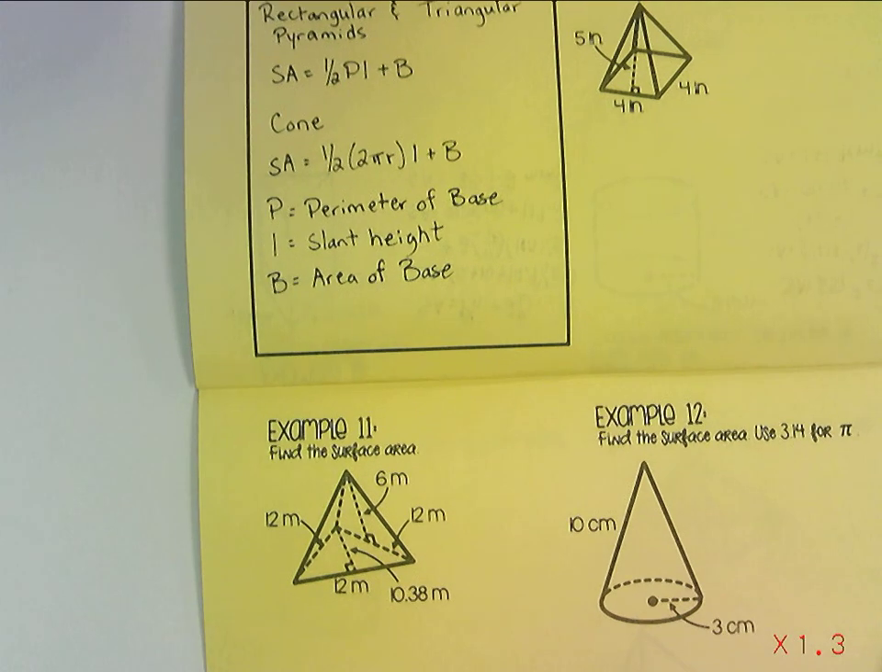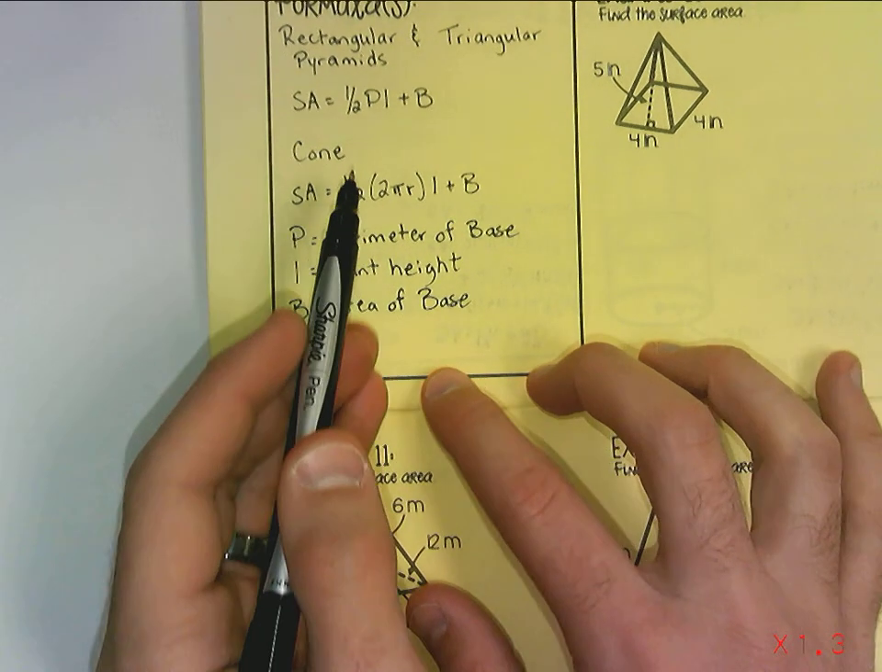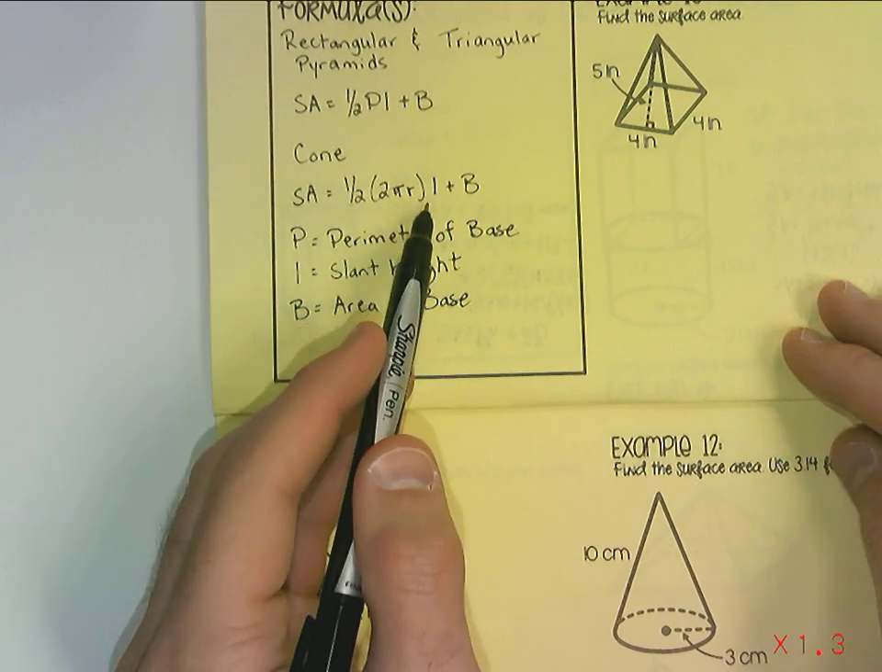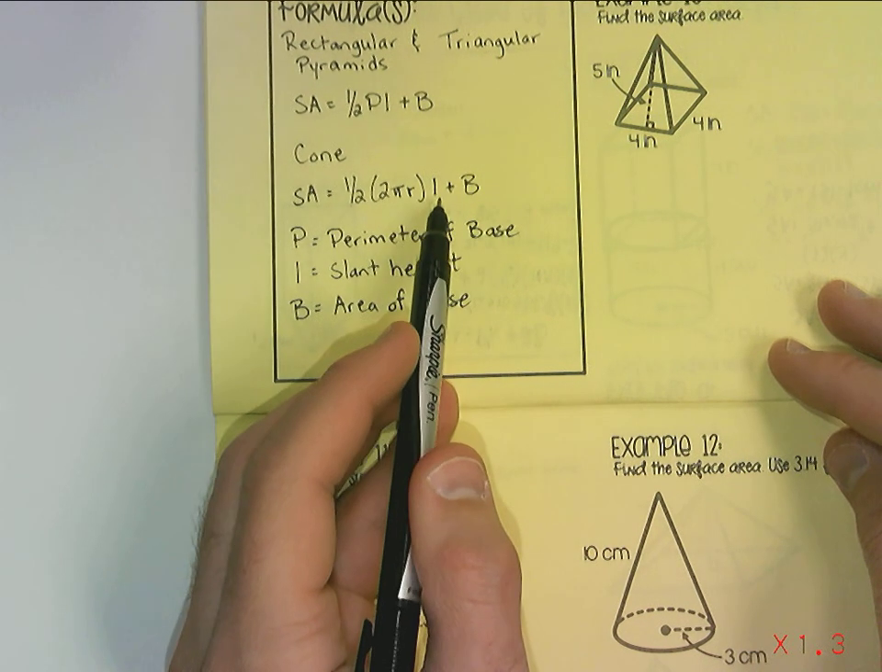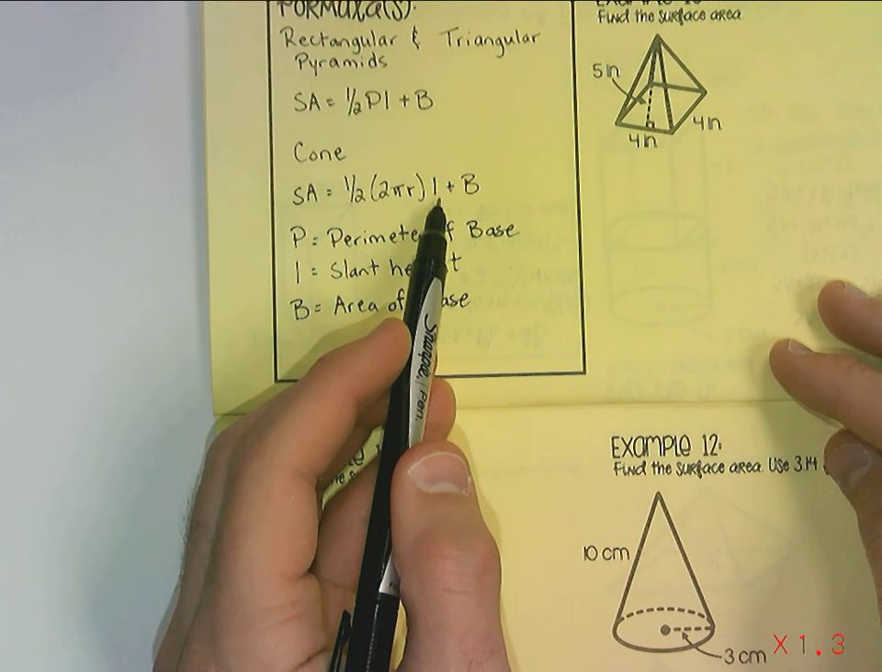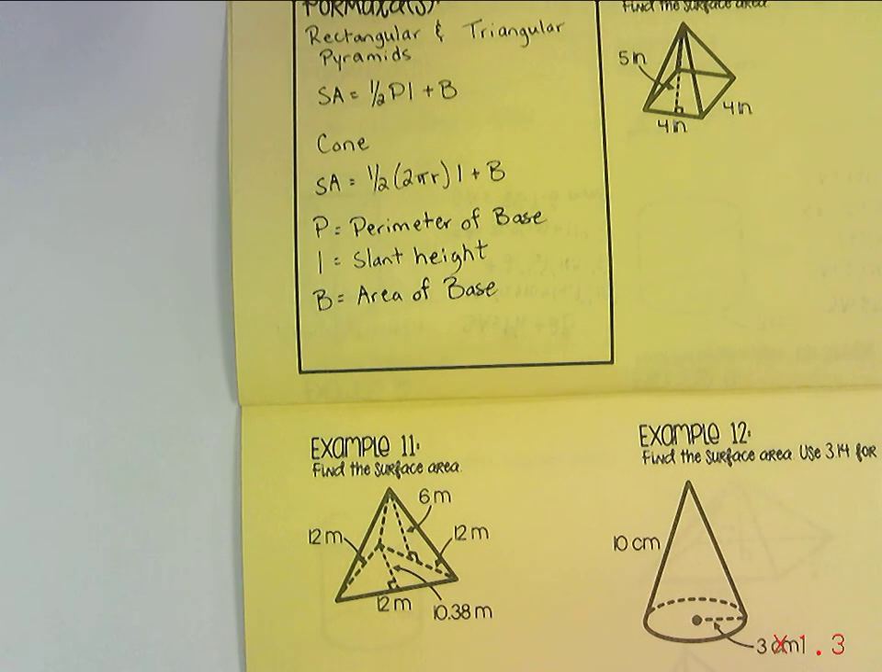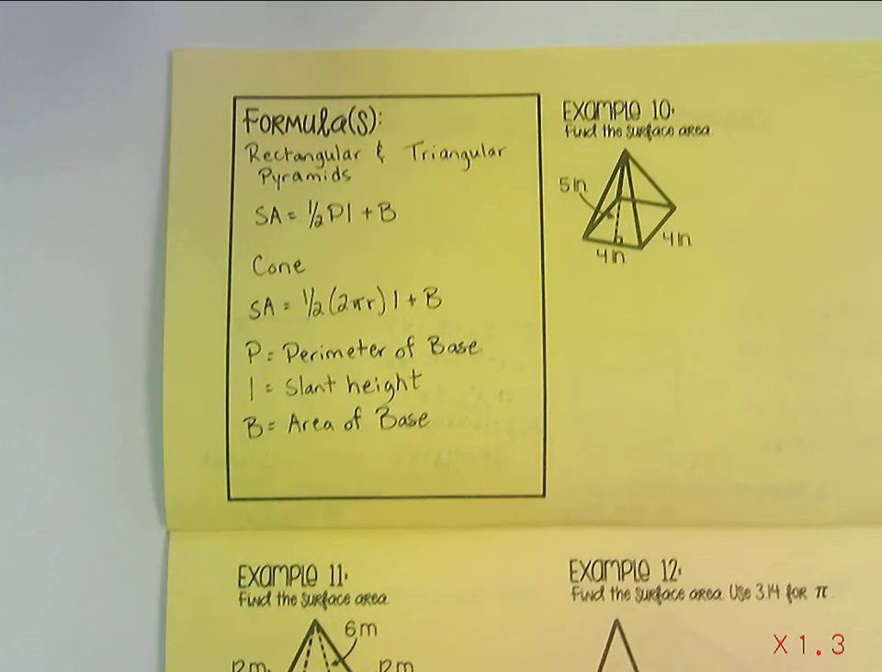Sort of an advantage. And then for a cone here, we have 1/2 times the circumference times the slant height, which they give you, plus the area of the base. We have to think about that again. What's the area of the base of a cone? So let's get through these real quick.